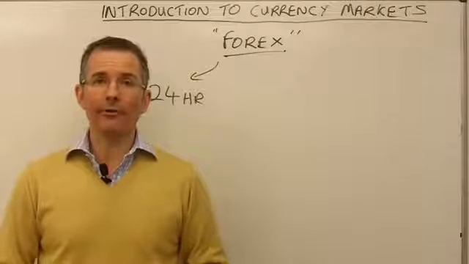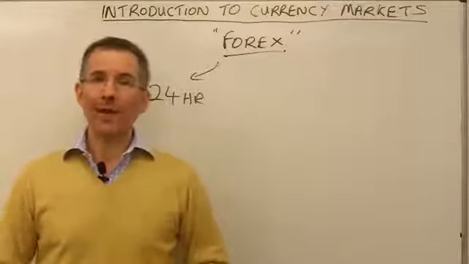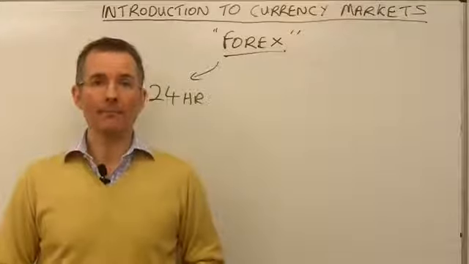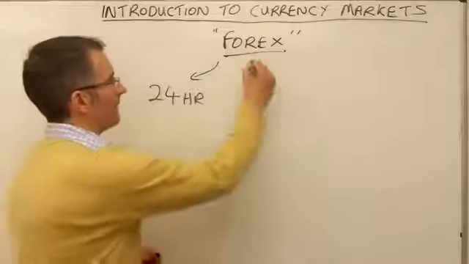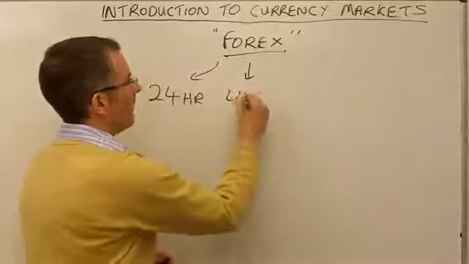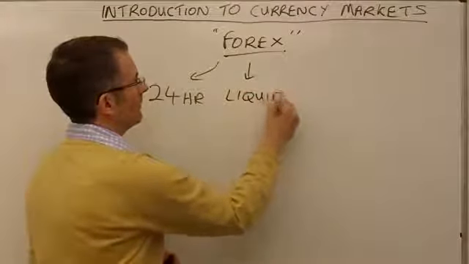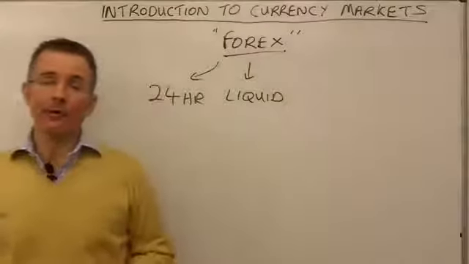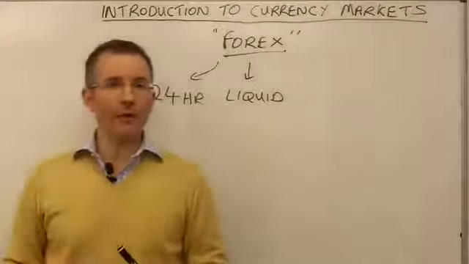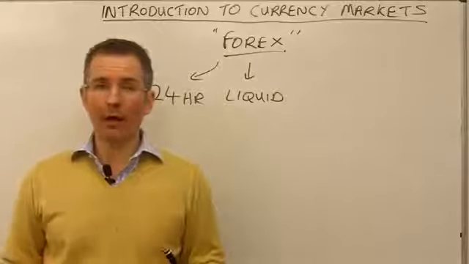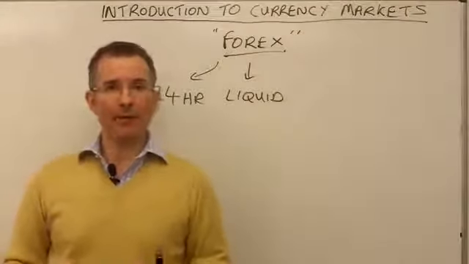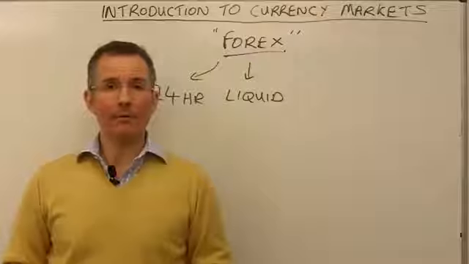So 24 hours, currencies are traded around the world. Big financial centres include New York, Tokyo and London. It's a very liquid market. There's another piece of jargon. Liquidity is good. What that means is that for most of the so-called major currencies, and that's a group that includes the US dollar, sterling, the euro, you can get in and out very quickly.